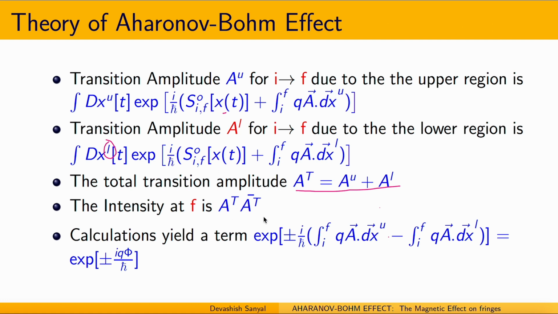So if we do the calculation, we will have one of the terms which look like this. One term will look like exponential plus i by h cross, integral from I to F, q A dot dx upper, minus integral from I to F, A dot dx lower. Okay. So we will see what this implies.